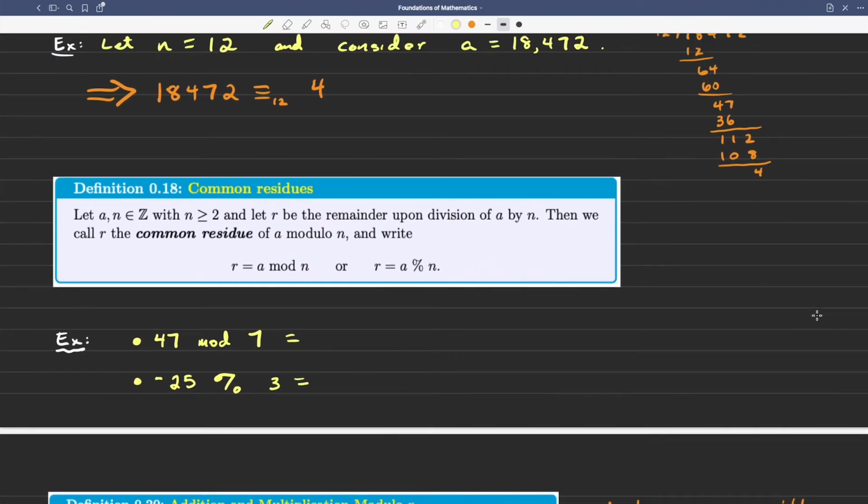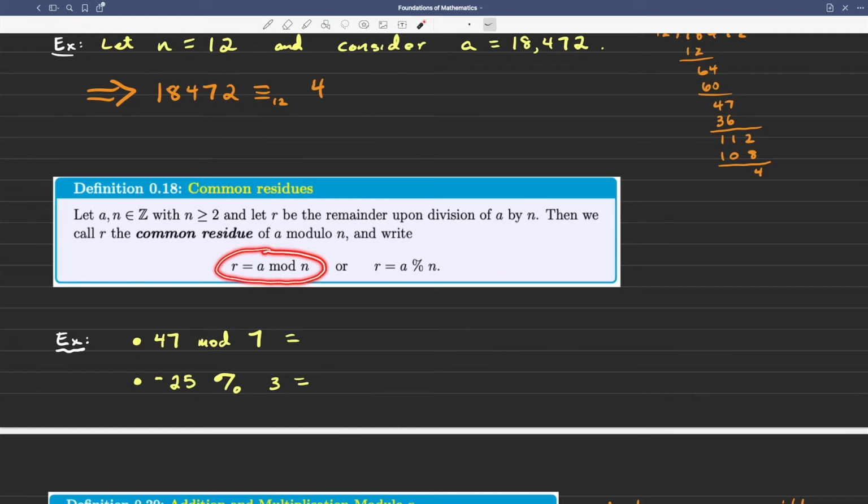So what are common residues? Well, simply put, common residues are just remainders. So in this definition, a and n are integers, n is our modulus that's greater than or equal to 2, and r is the remainder when we divide a by n. We're just going to give the remainder a new name. We're going to call it the common residue of a modulo n, and we're going to have some new notation.